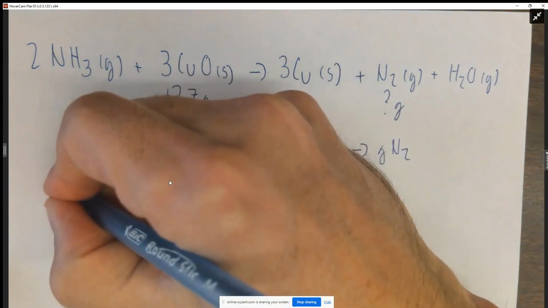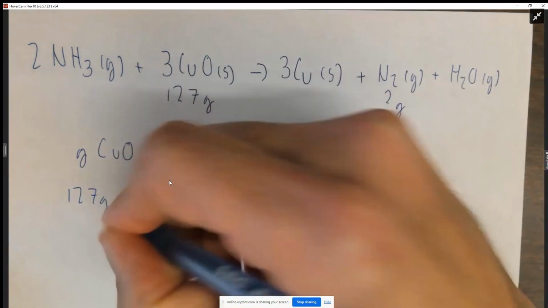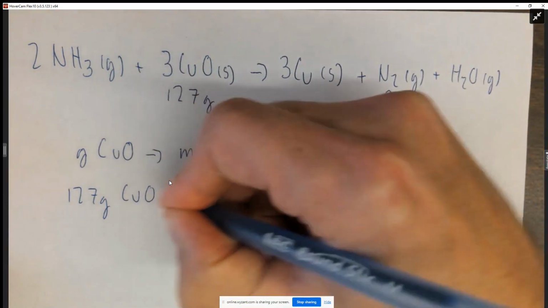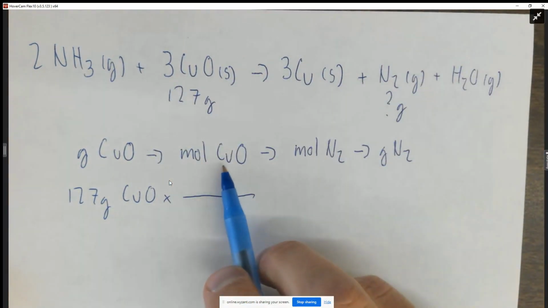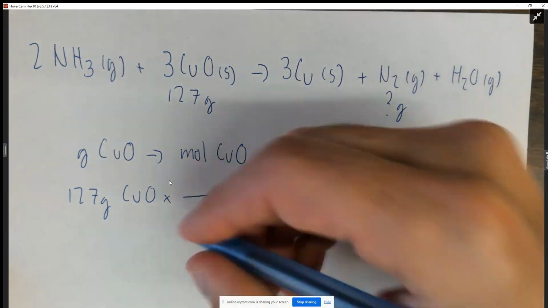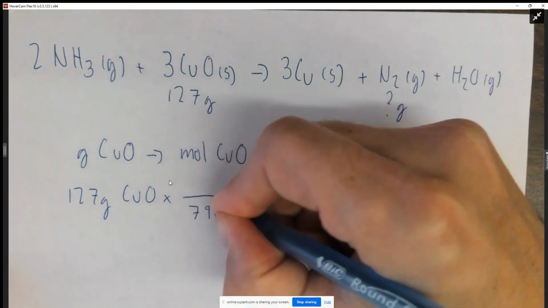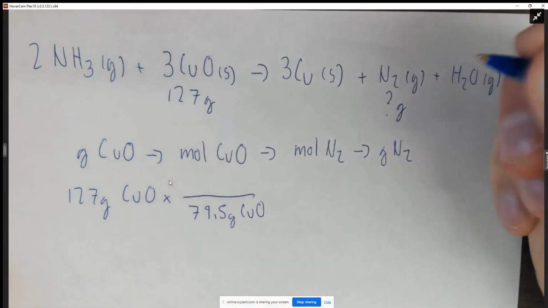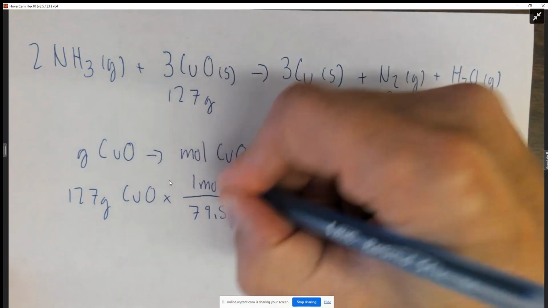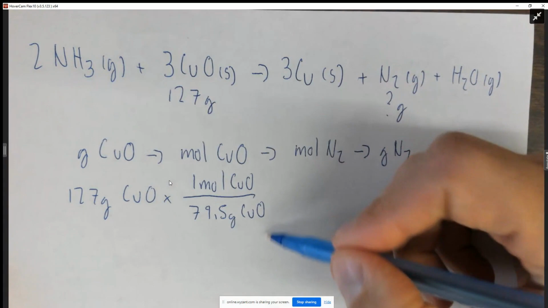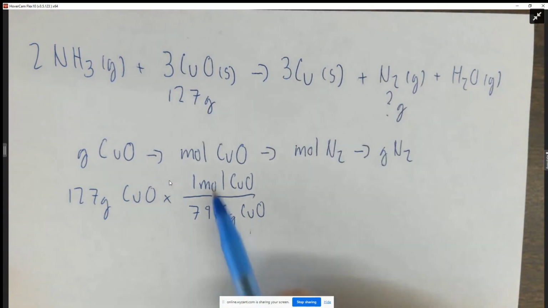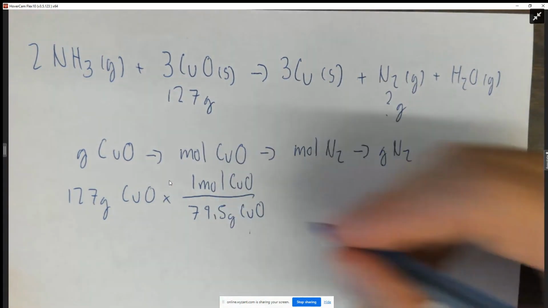So starting with 127 grams of CuO, we're going to convert to moles by using the molar mass. Using the table below, we're going to add together the molar mass of Cu and the molar mass of O, and we're going to get 79.5 grams of CuO on the bottom and 1 mole of CuO on the top. Note that we want grams of CuO to cancel, so we need to keep it on the bottom. We keep moles on the top because that's what we're looking for.